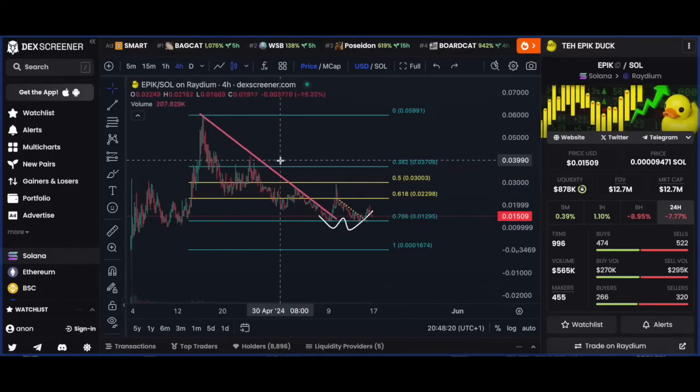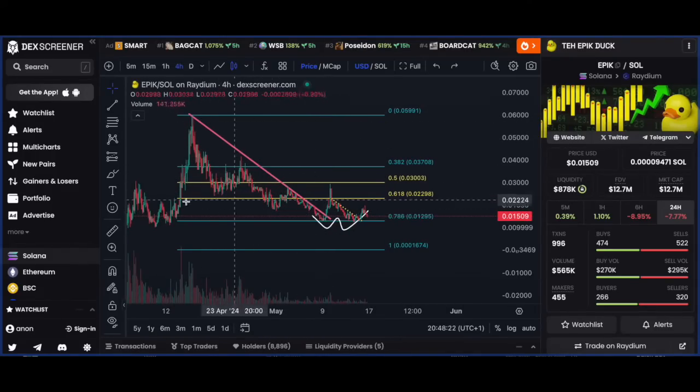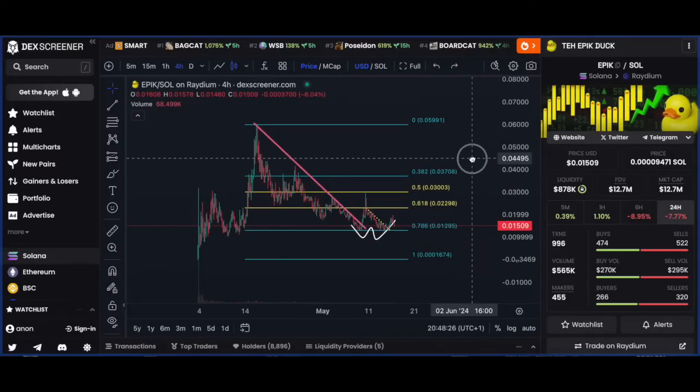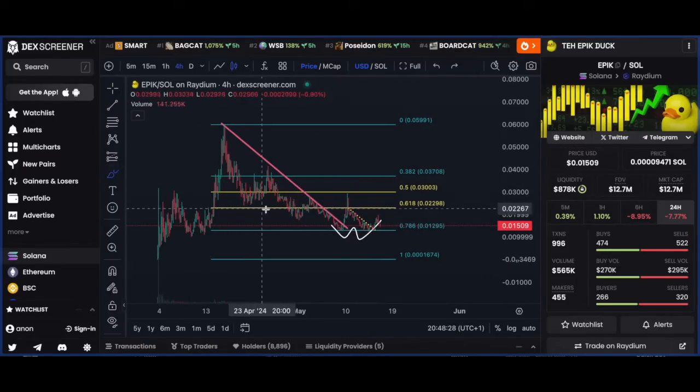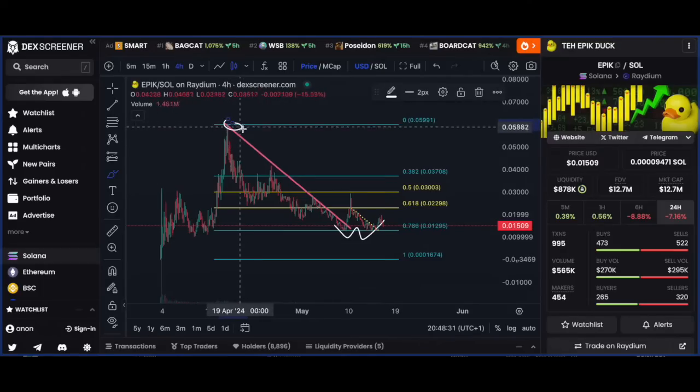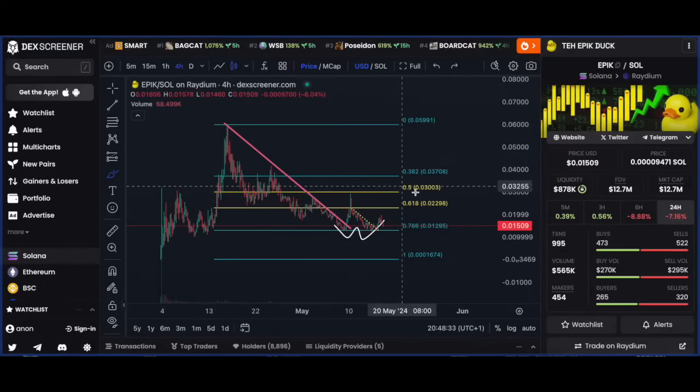So as you can see here, it respected this. We broke out quite aggressively, so we did pull back. And this is why I showed you before the 0.786. So this is a prime example. We pumped all the way up to here. I think it was like 40 million from memory, maybe it's 60 million actually, 0.5.